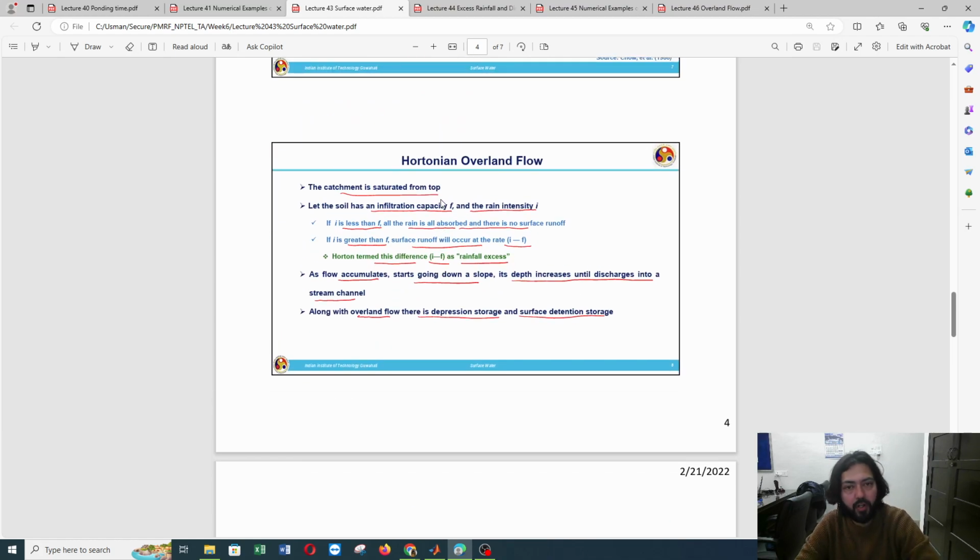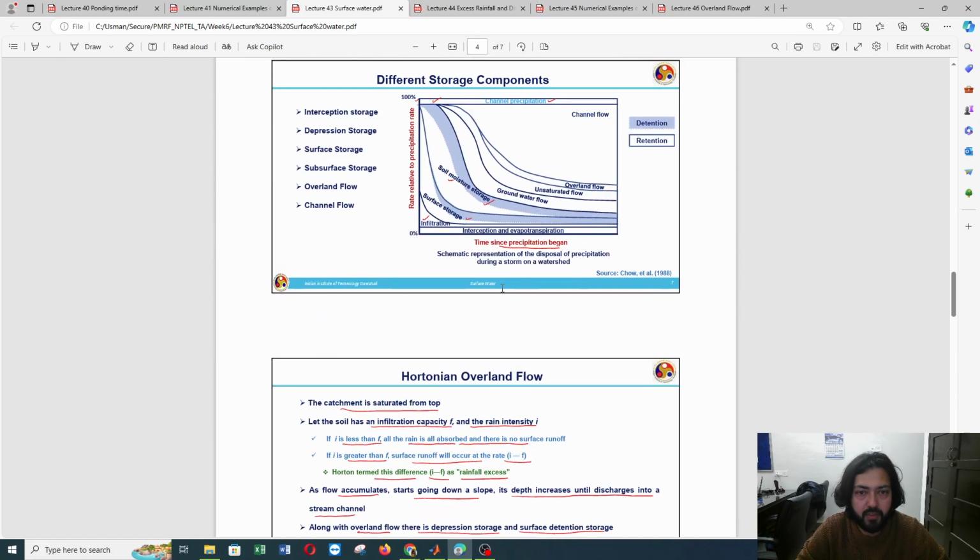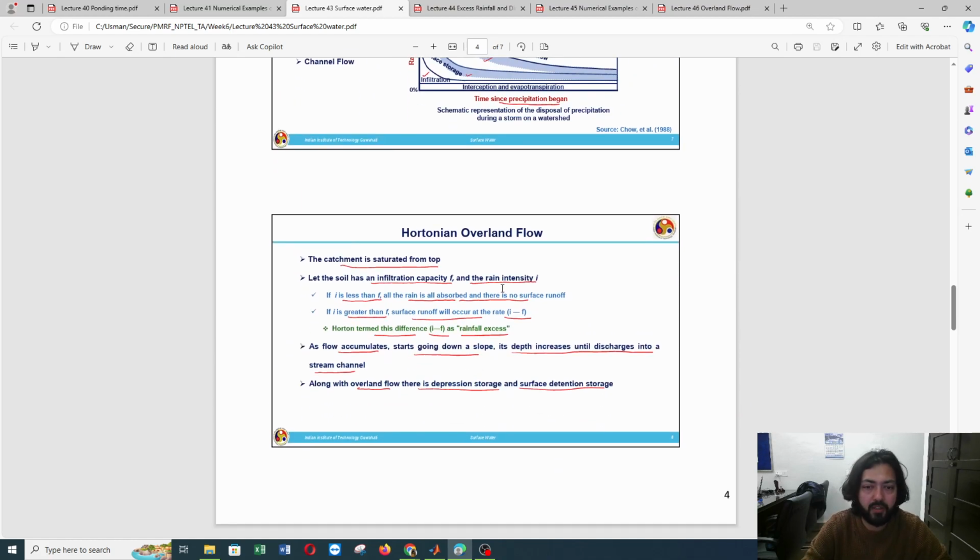Now there are two important concepts that we should know. The first one is called Hortonian overland flow and the other one is called saturation overland flow. These concepts help us know how the water is entering a channel. So let us see these two things.